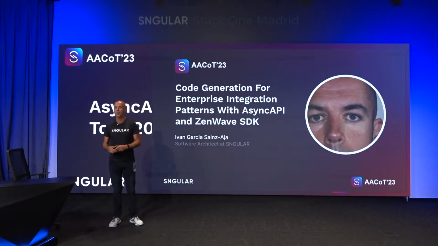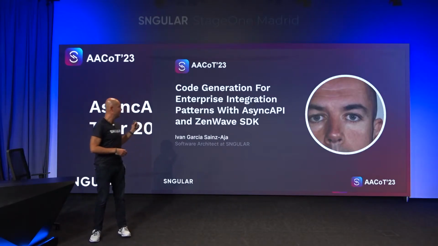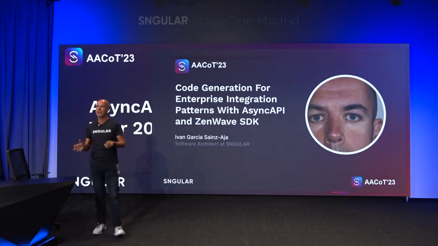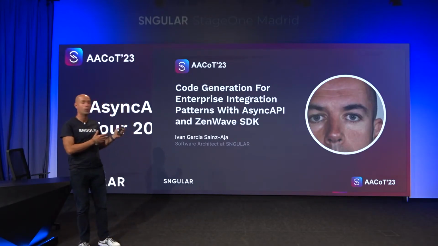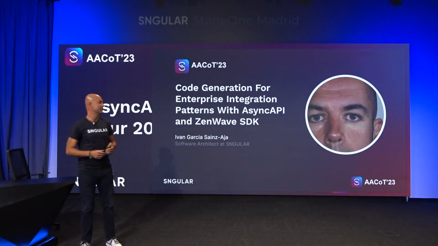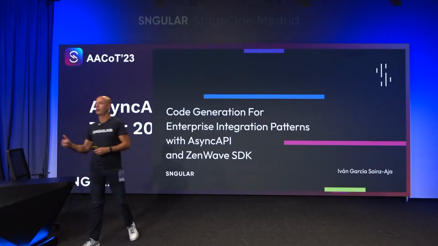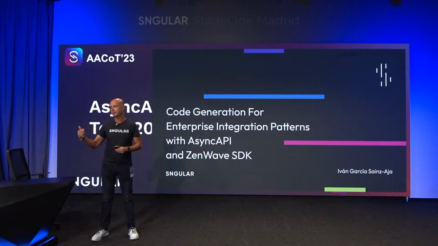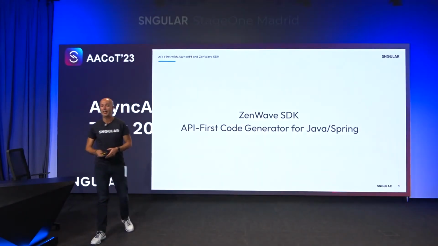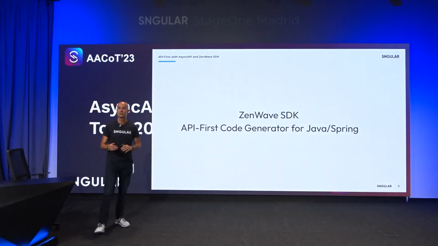Well, in this session, I'm going to present you a ZenWave SDK, a code generator for AsyncAPI, which was the first plugin that I wrote for the ZenWave SDK toolkit. So this started everything. It's a code generator that can generate code for AsyncAPI, but also can abstract and generate code for you for some enterprise integration patterns. And it's an API-first code generator for Java projects with Spring.